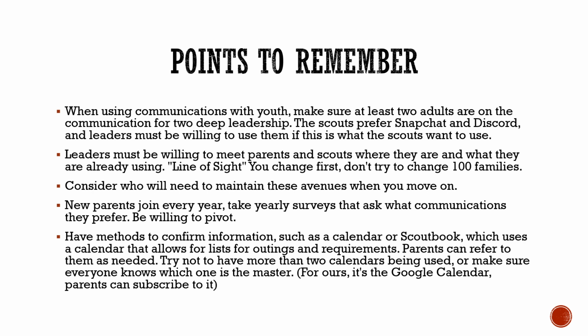Remember that new parents join every year, so take yearly surveys and ask at end of the year surveys what communications they prefer. Ask at the beginning of the year surveys. Be willing to change what you're doing to meet the most number of people. And have methods to confirm information like the calendar or Scoutbook, which uses a calendar that allows for lists for outings and requirements. Parents can refer to them as needed. Try not to have more than 2 calendars being used, or make sure everyone knows which one is the master. For ours, it's the Google Calendar, and parents could subscribe to it.